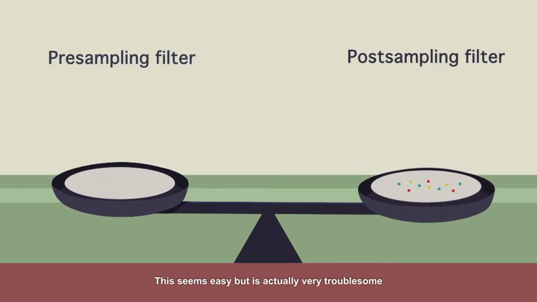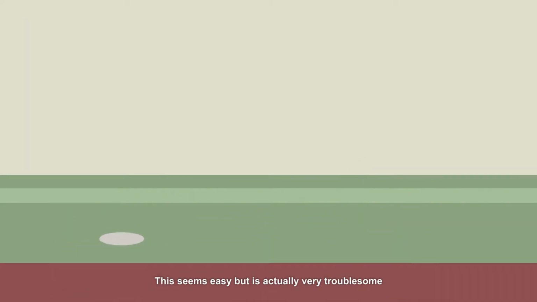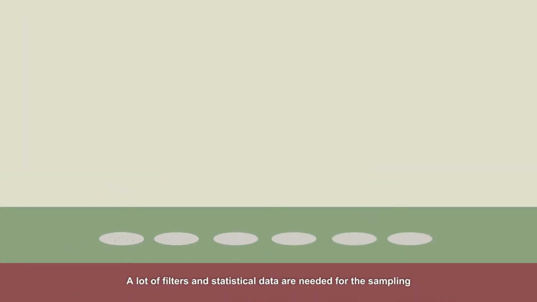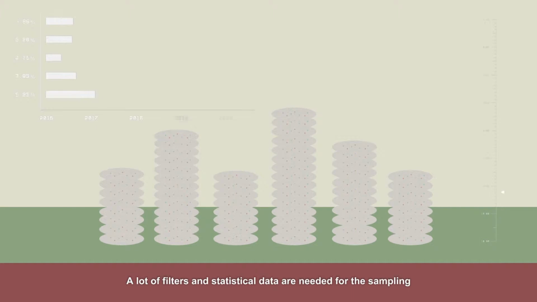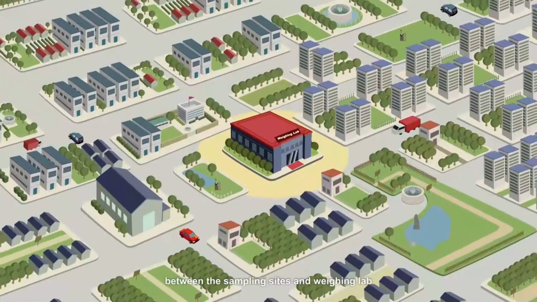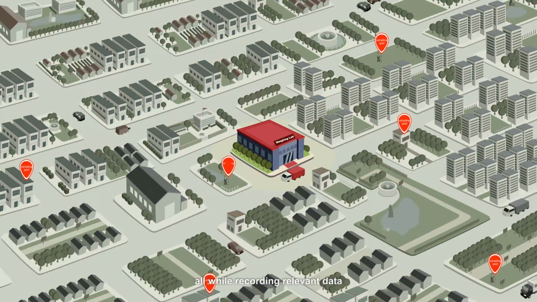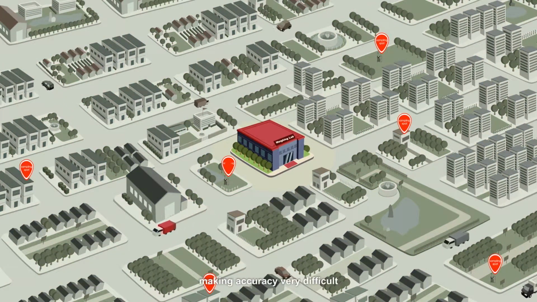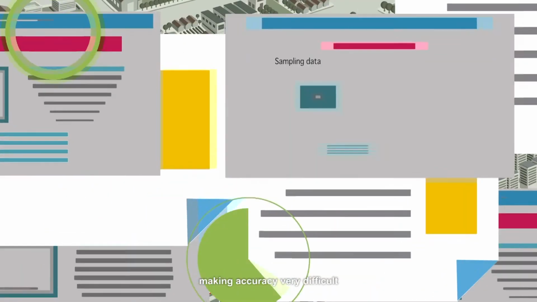This seems easy, but it is actually very troublesome. A lot of filters and statistical data are needed for the sampling and weighing process. Staff need to carry the filters between the sampling sites and weighing lab, all while recording relevant data, making accuracy very difficult.